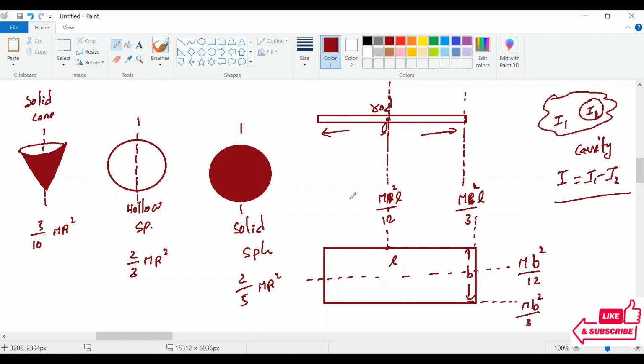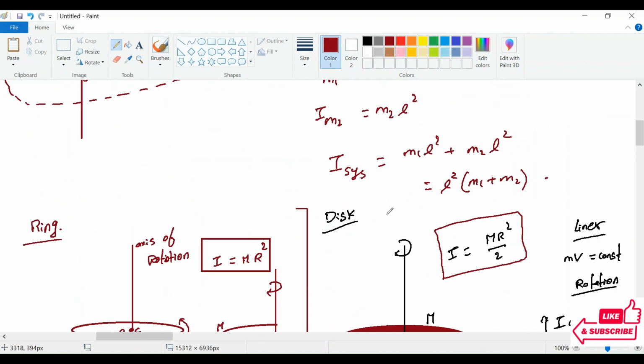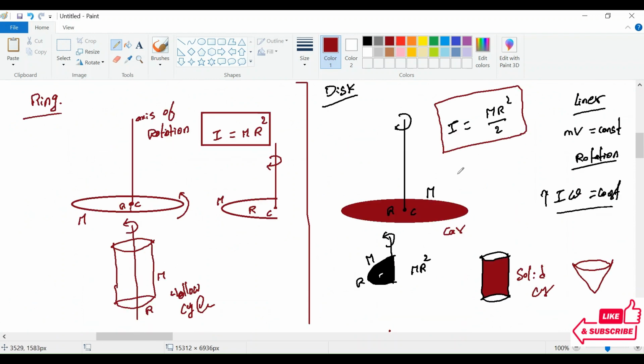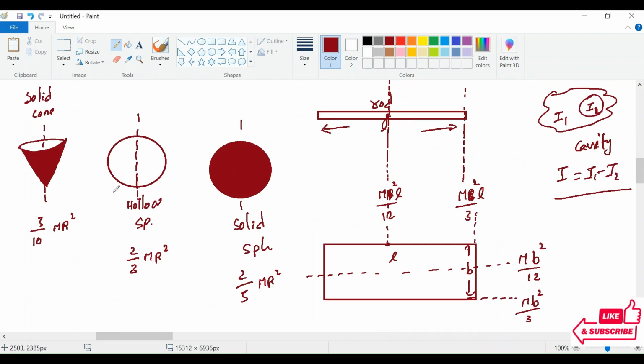Clear? So today we have seen moment of inertia. For point masses, the formula is MR square, where M is the mass and r is the perpendicular distance from the axis. Ring MR square, disc MR square by 2, solid cylinder MR square by 2, hollow cylinder MR square, hollow cone MR square by 2, solid cone 3 by 10 MR square, hollow sphere 2 by 3 MR square, solid sphere 2 by 5 MR square, rod at the center ML square by 12, at one end ML square by 3, rectangle also same formulas, MB square by 12, MB square by 3. If a cavity is there, I1 minus I2.